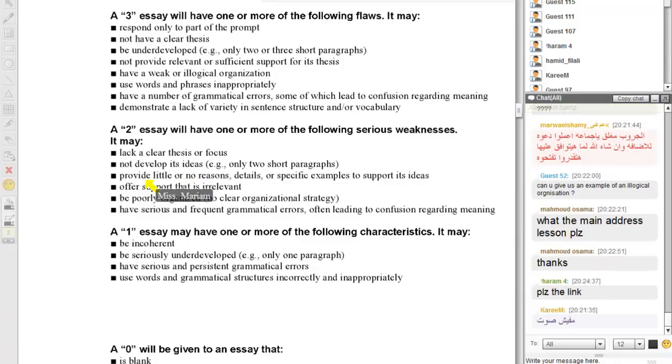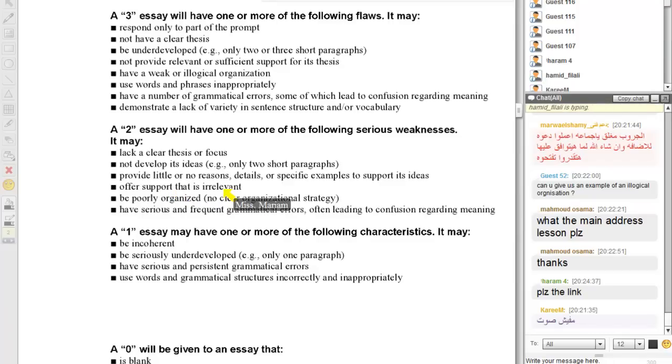Not developed its ideas. The ideas are not developed, with little or no reason. They don't prove whatever they are saying. They have to give examples to support the main ideas. Okay, if you didn't do this, then you're going to lose marks.